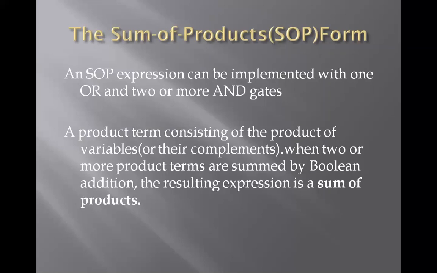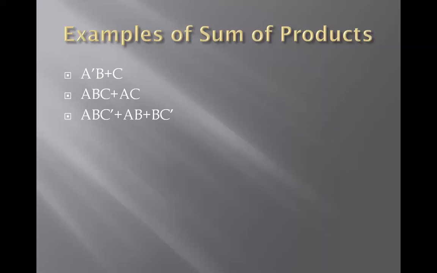A product term consists of the product of variables or their complements. When two or more product terms are summed by Boolean addition, the resulting expression is a sum of products. We have some examples of sum of products. Like our first example here is A complement B or C.